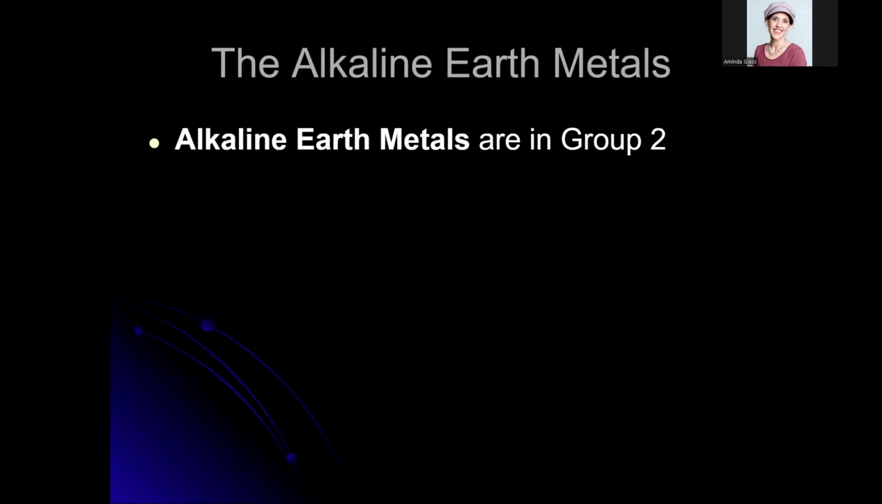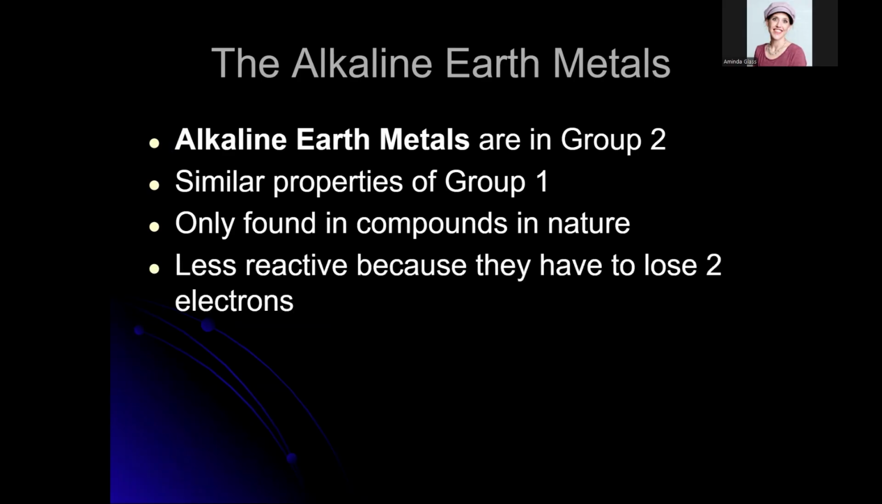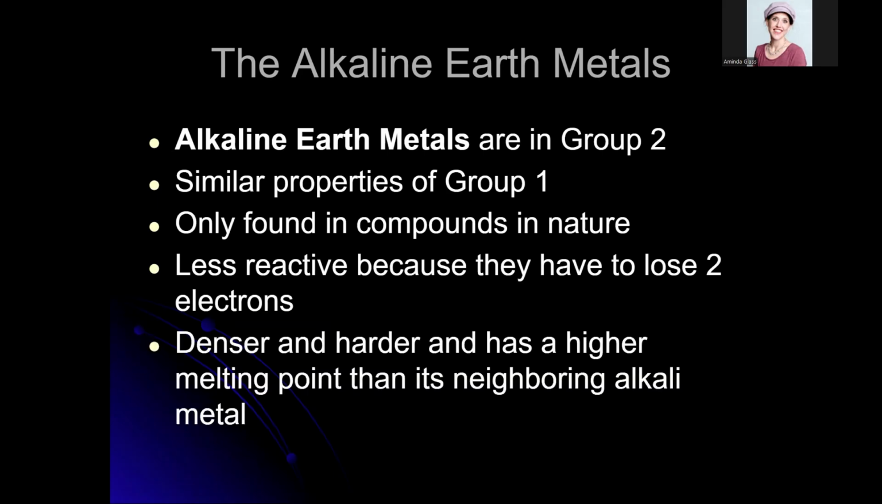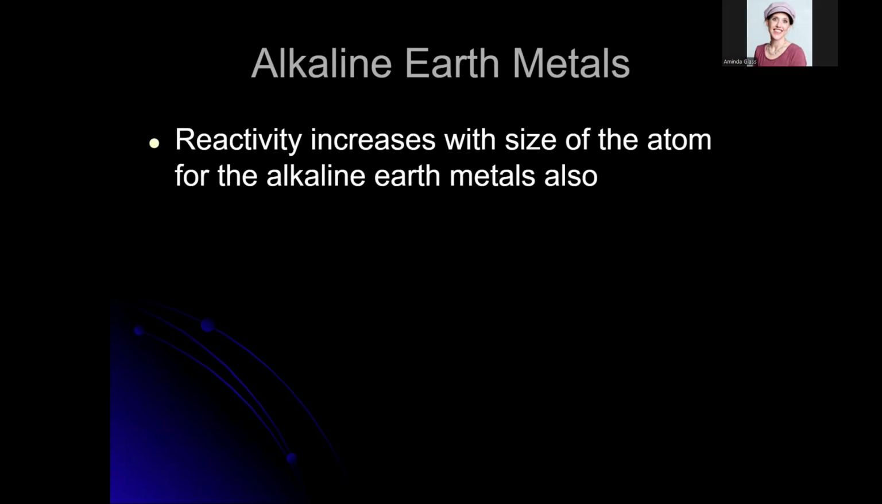In group 2, we have the alkaline earth metals, and they have similar properties to group 1. They're only found in compounds in nature as well. They're less reactive because they have to lose 2 electrons instead of the 1. These metals are denser and harder, and they have higher melting points than the alkali metals in group 1. The reactivity increases with size of the atom for the alkaline earth metals as well.